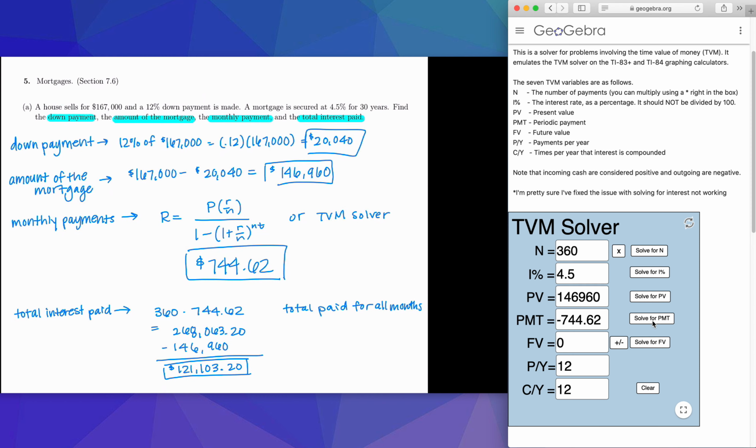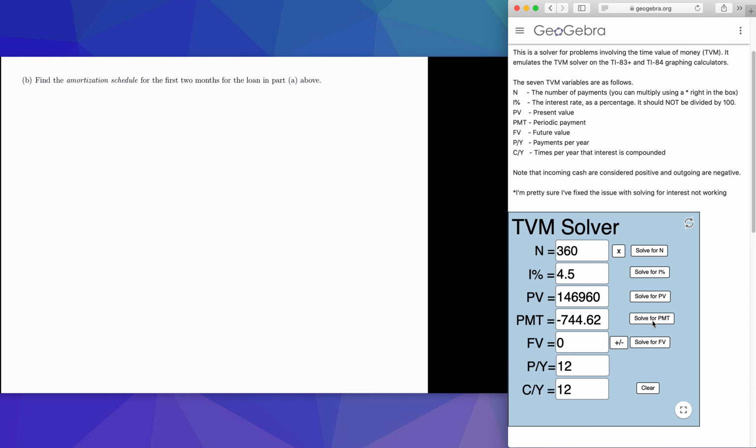It uses some of the same information. So we want to find an amortization schedule for the first 2 months of this loan. And that means keep up with which payment you're on, how much interest you're paying, how much principal you're paying, and what your balance is. The schedule means like a table. So we'll say this is our payment number. And technically there should be 360 lines here, right? Because we have 360 payments.